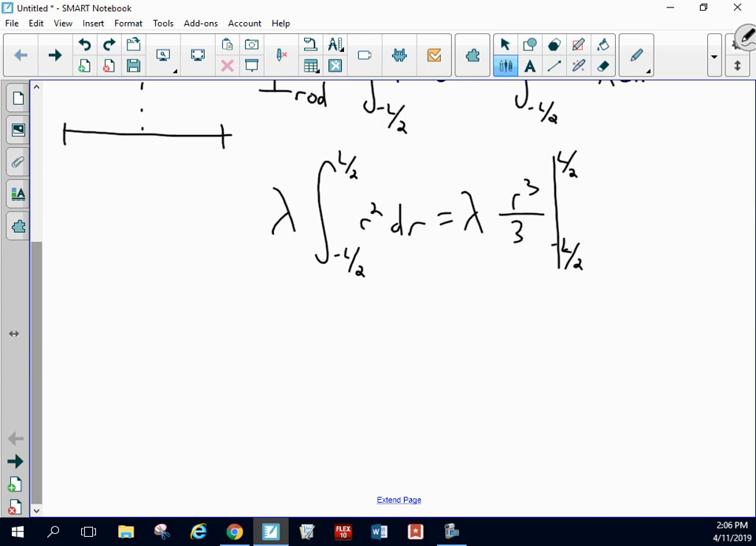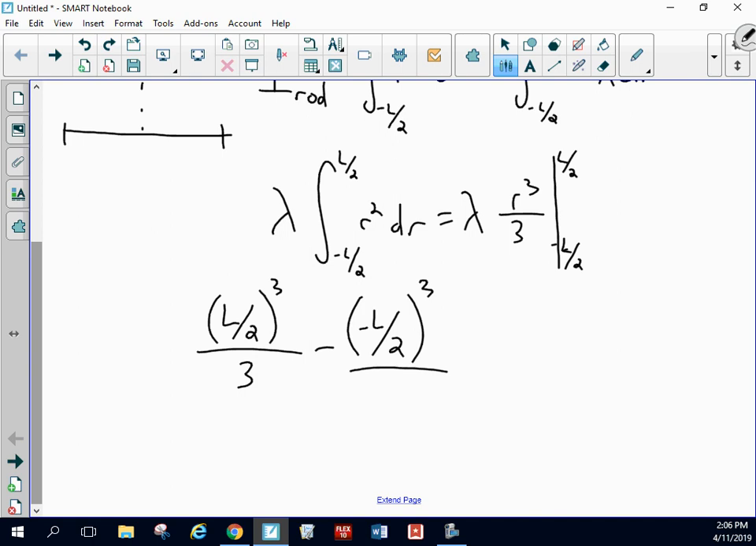We're going to say we get L over 2 cubed over 3, minus negative L over 2 cubed over 3. That negative matters, of course. All of this times our density.